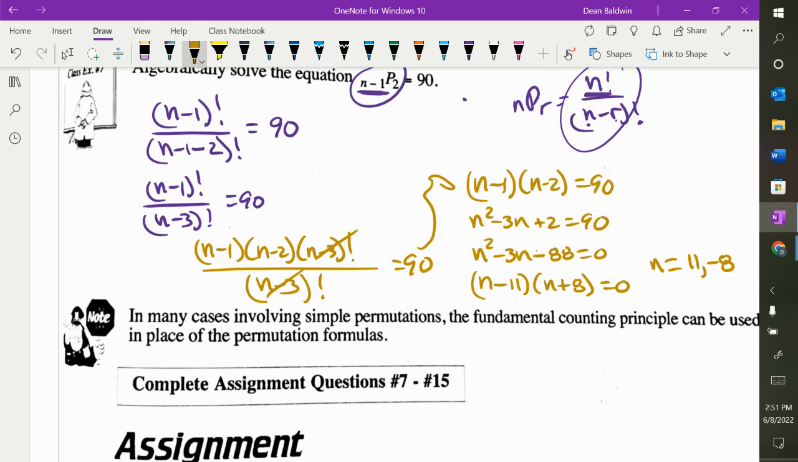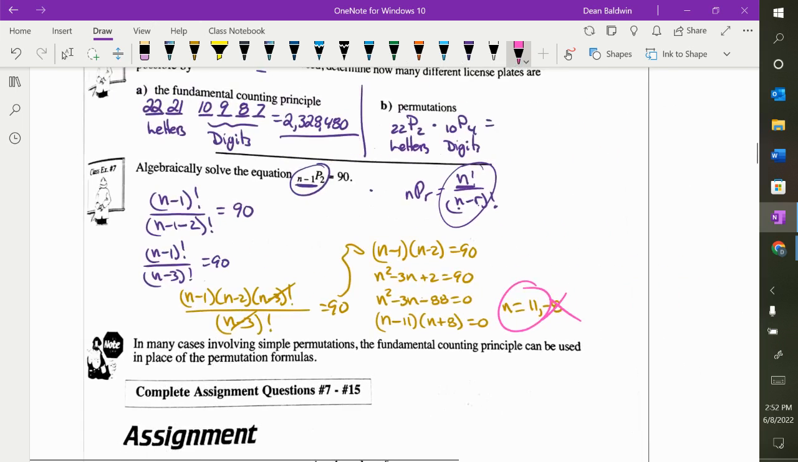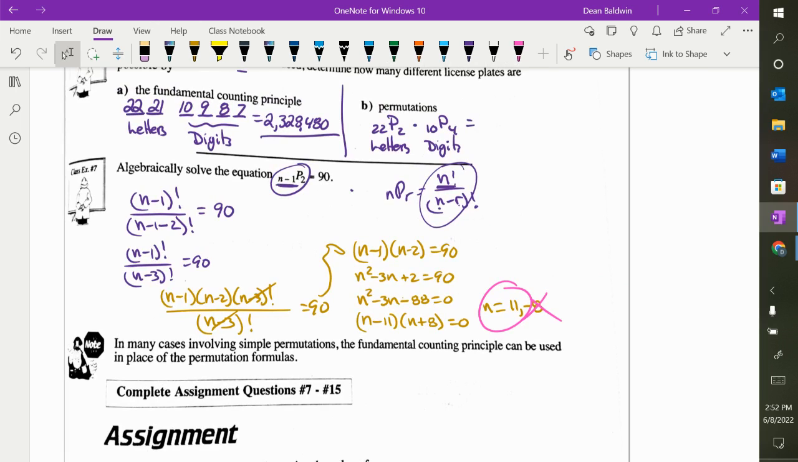N is equal to 11 and negative 8. Which one doesn't work? So it's just 11. It makes sense in this case, because you can't have negative objects, if you want to think of it that way. Any questions? Are we okay?